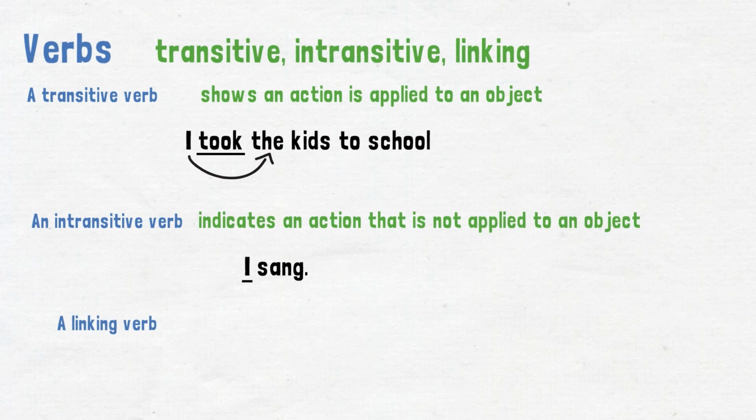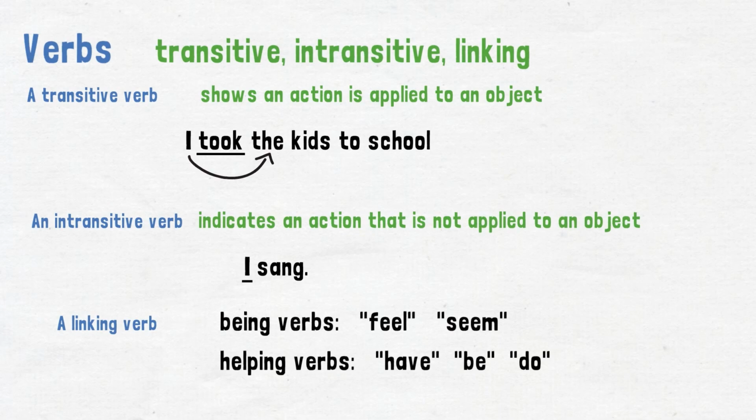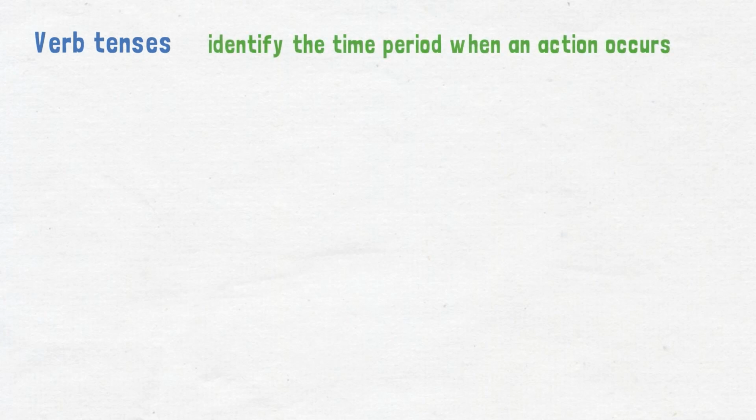A linking verb links the subject to the rest of the sentence. These verbs include being verbs like feel and seem, as well as helping verbs like have, be, and do. Verbs can be changed to show whether an action took place in the past, present, or future. These different forms are known as verb tenses. English uses 6 basic tenses.